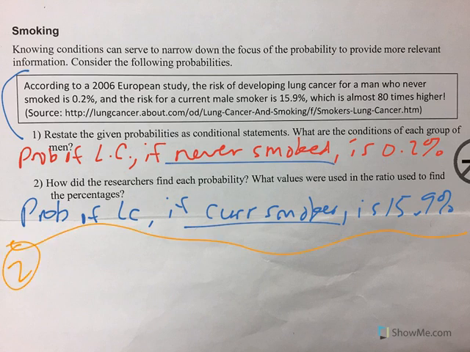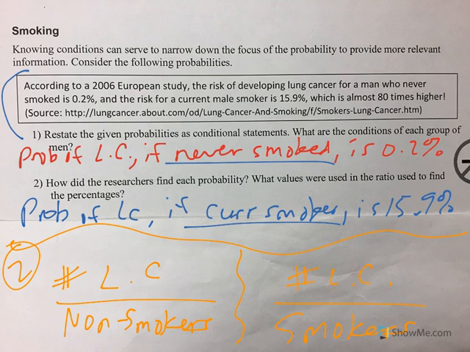Okay, now let's look at number 2. How did researchers find each probability? So how did they do this? Well, they looked at all of the non-smokers, and then the numerator was the number of them who have lung cancer. So that's how they found one. And then the other one was they looked at all of the current smokers and the number of people who had lung cancer. And that is how they kind of figured it out. Actually, I should rephrase that. They're looking at males. Male non-smokers, male smokers. That does make a difference. But that's kind of the basic idea of how they found those.